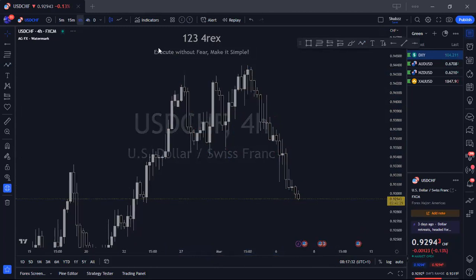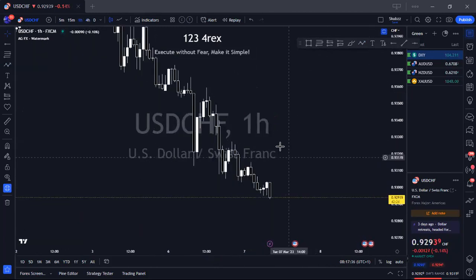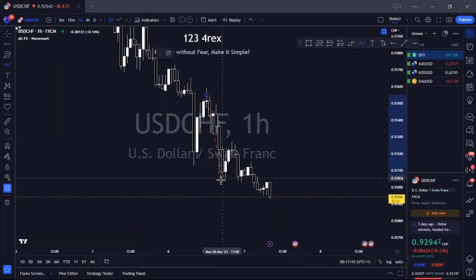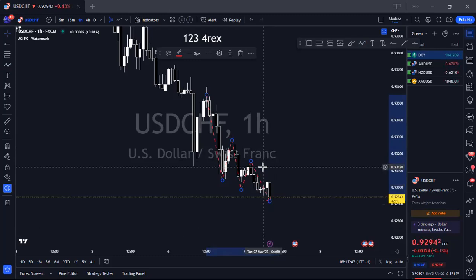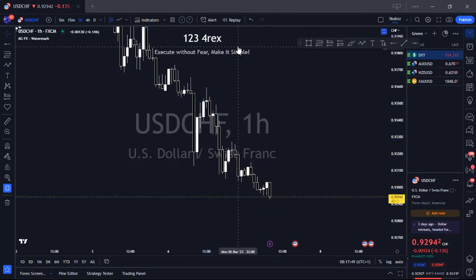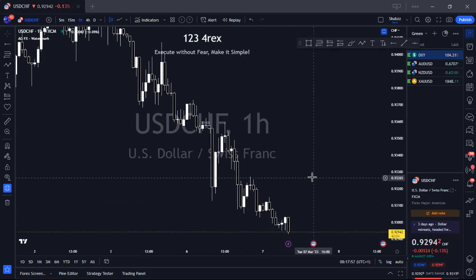But if you go to the 1H, the structure I'm seeing here is not encouraging at all. It's too flat. See the lows: lower low, lower high, lower high, lower low. So it's not something I want to trade there. The breaks are not strong. It's showing exhaustion in the sellers, like any moment now it might reverse. So I don't want to say anything about it right now. It's just to calm down and observe it more.